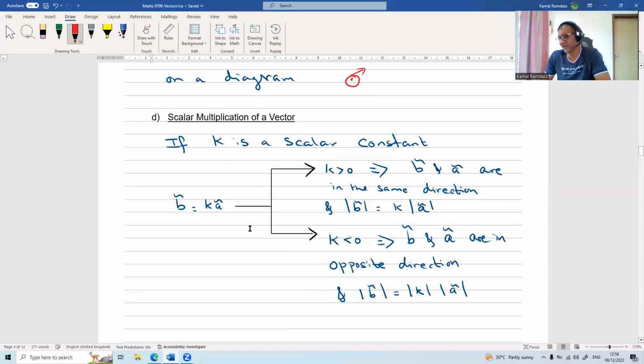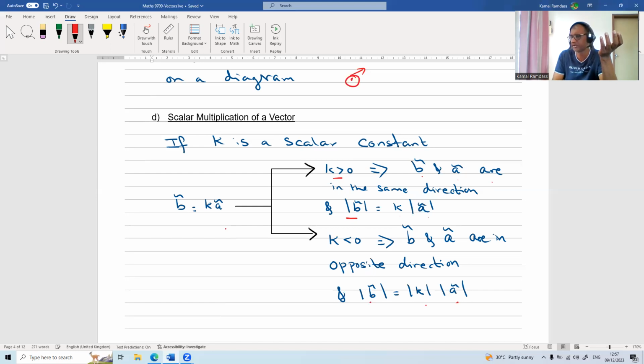Scalar multiplication of a vector. Et nous prenons un vecteur, nous multiply it by a scalar. Nous disons si K is a scalar constant, B bar is equal to K A bar, et on a deux possibilités. Quand K négatif et quand K positif. Si K positif, nous pouvons dire que B bar and A bar are in the same direction, and modulus of B bar is equal to K modulus of A bar. Quand il est négatif, nous pouvons dire B bar and A bar are in opposite direction, parce qu'on va mettre négatif là. OK? And modulus of B bar is equal to modulus of K times modulus of A bar.